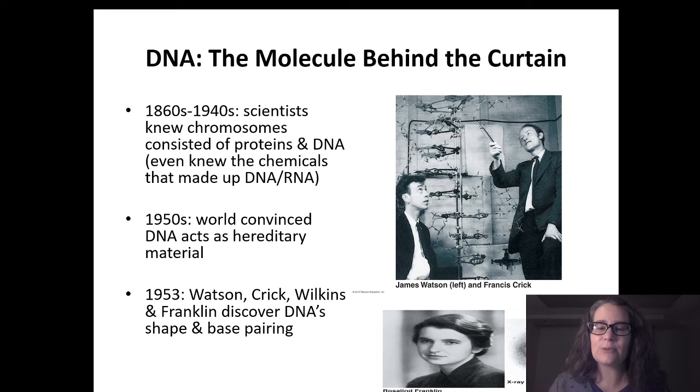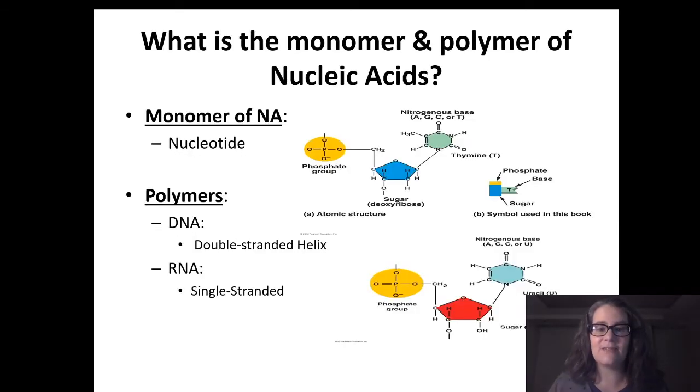In 1953, we give Watson, Crick, Wilkins, and Franklin credit for figuring out that this DNA was actually this kind of helical shape and the overall structure of DNA. So today I want to share with you a little bit about the chemistry of DNA and how this molecule looks and behaves inside of us.